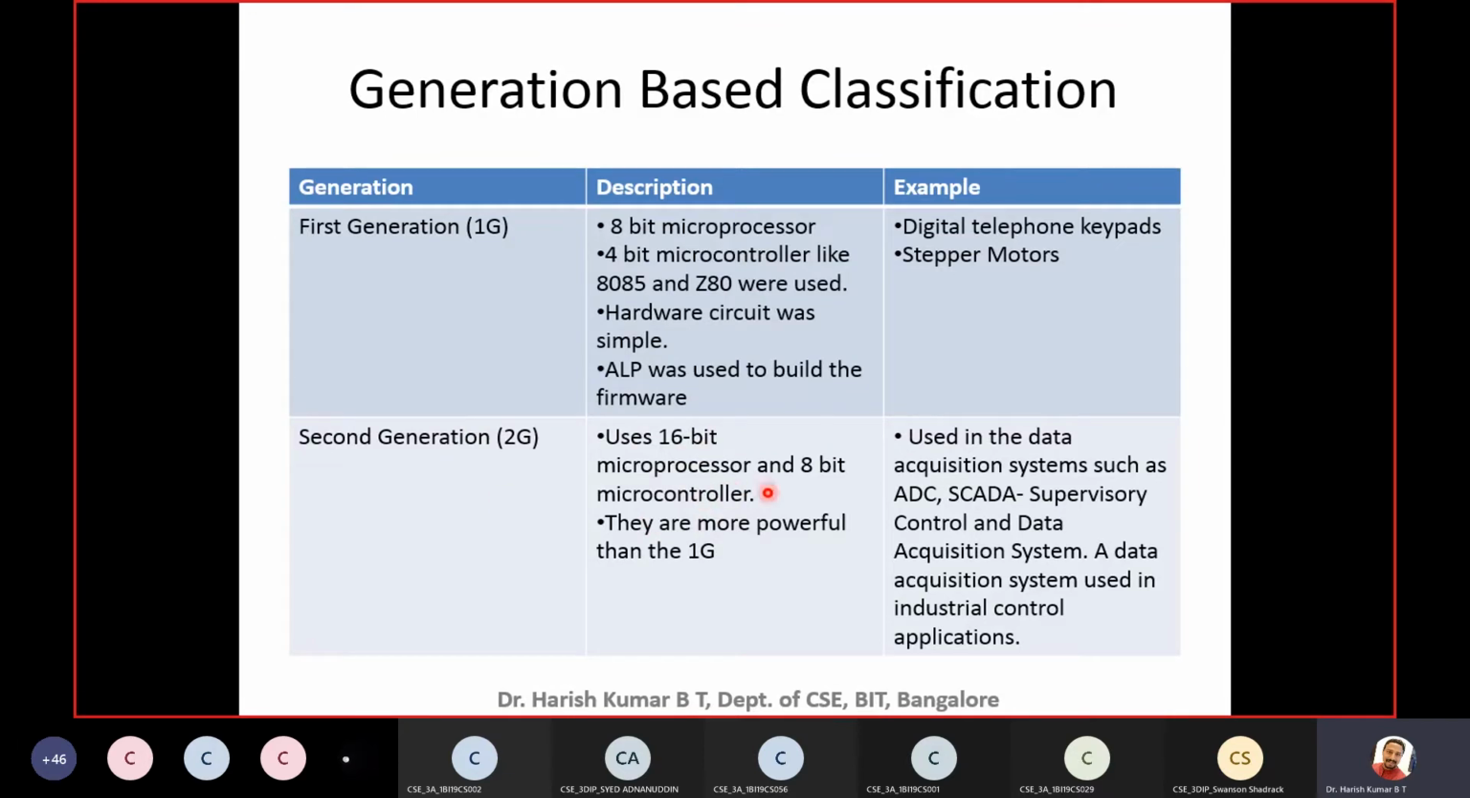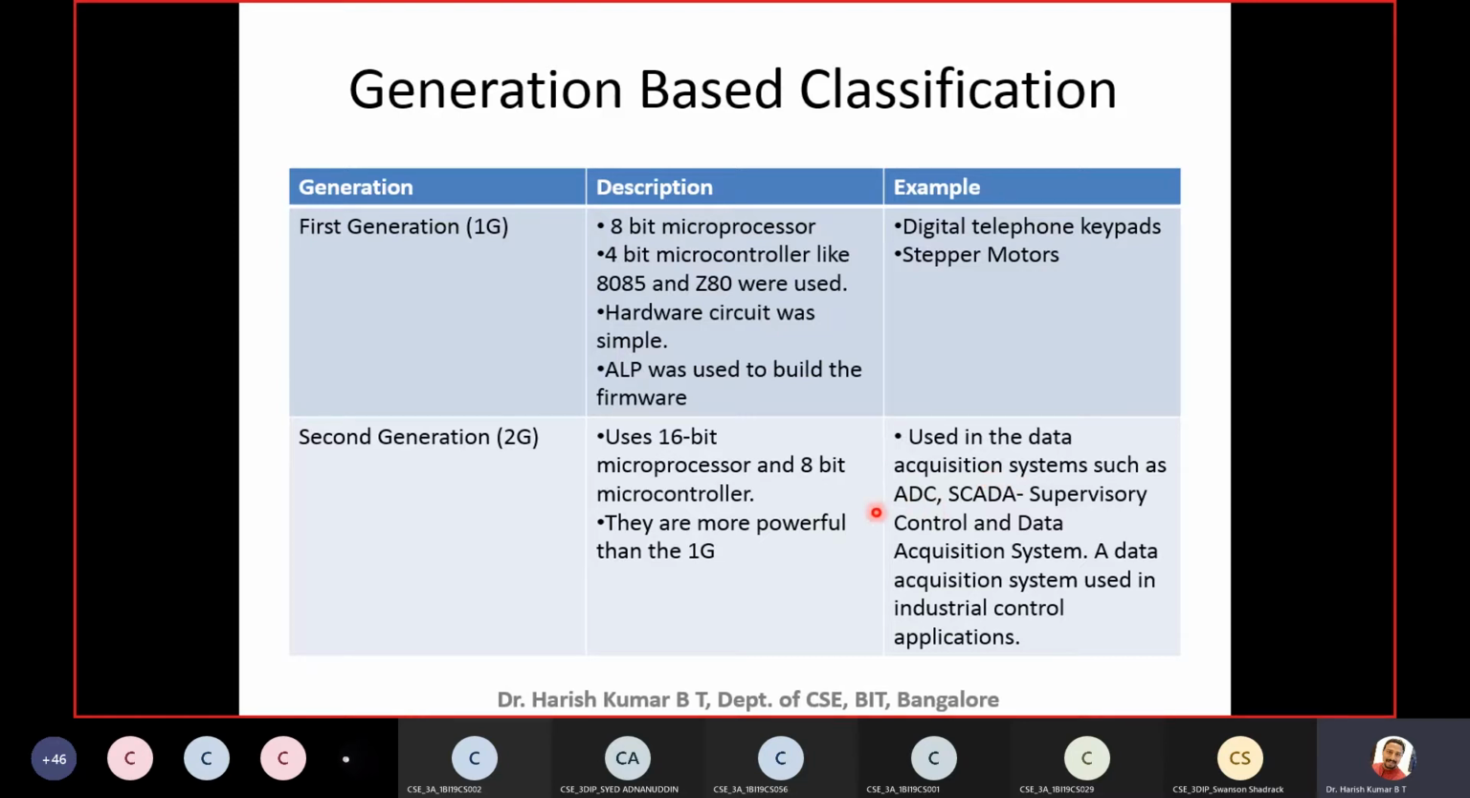And wherever these second generation embedded systems were most widely used, they were used in data collection systems or the data acquisition systems, the systems which used to collect the data. Say for example, it could be the weather data. So you make an embedded system using a 16-bit microprocessor or 8-bit microcontroller, install it in the physical environment, where it goes for sensing the humidity, temperature, all these things using various sensors. It collects the data and stores the data. Okay. And even ADC also, analog to digital converter.